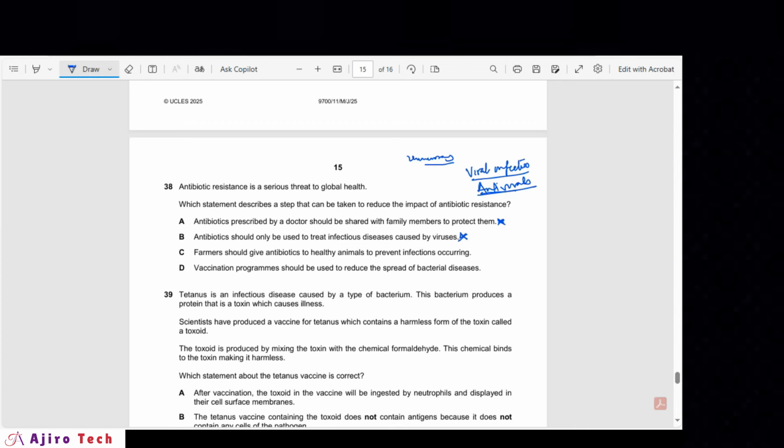Farmers should give antibiotics to healthy animals to prevent infections. This is a major cause of antibiotic resistance: farmers giving antibiotics unnecessarily to their animals. The use of antibiotics by farmers. Vaccination programs should be used to reduce the spread of bacterial diseases, yes, so that there will be less need for antibiotics and there will be fewer cases of resistance.